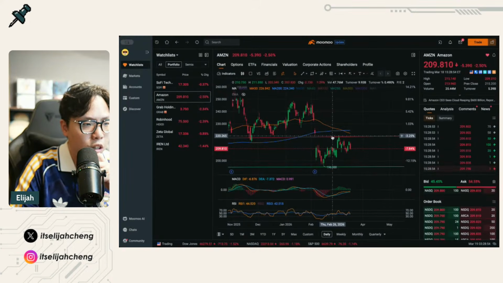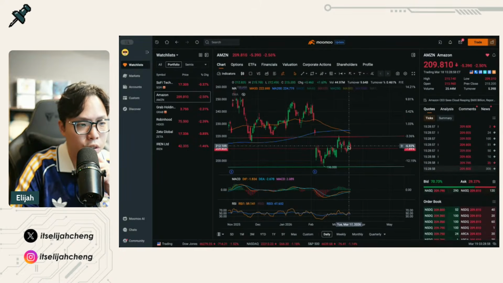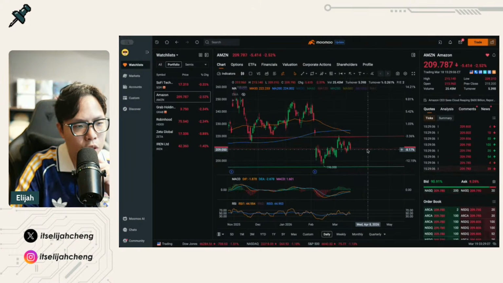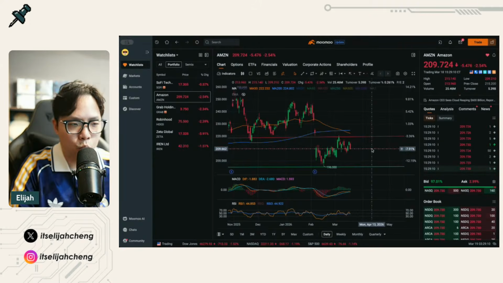In terms of Amazon, we have more or less closed the first gap. Whether or not we'll close the second gap remains to be seen, but the death cross is formed. We have seen the first rejection of the resistance over here. The last couple of days, this has been bobbing around in the high 210s, right?